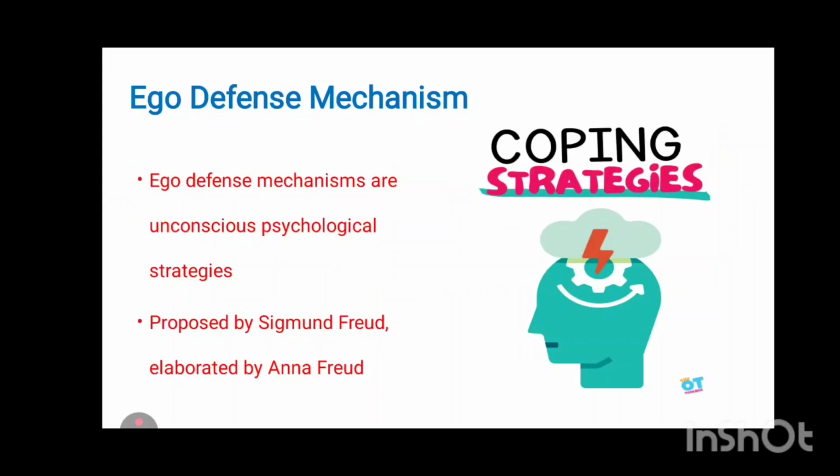So human beings constantly experience anxiety, conflict, stress and unacceptable thoughts or impulses. In order to protect the individual from psychological distress, the ego unconsciously uses certain strategies. So these strategies are called ego defense mechanisms. They help maintain emotional balance and protect self-esteem, but excessive use may lead to maladaptive behavior.